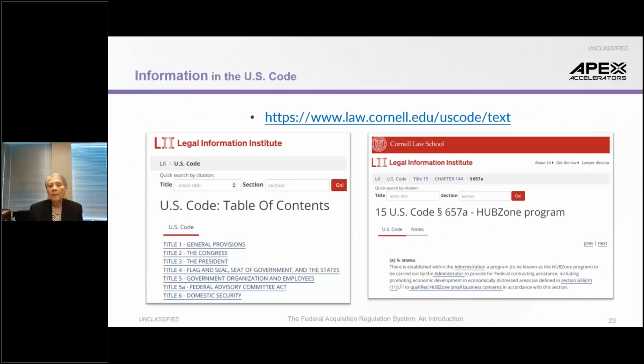And if you were curious about the law itself, the statute, you could look that up. I find the easiest way to find that, for me anyway, is to go to the Cornell Law School website. And they also have search functions. And here we find the HubZone legislation at 15 U.S. Code.